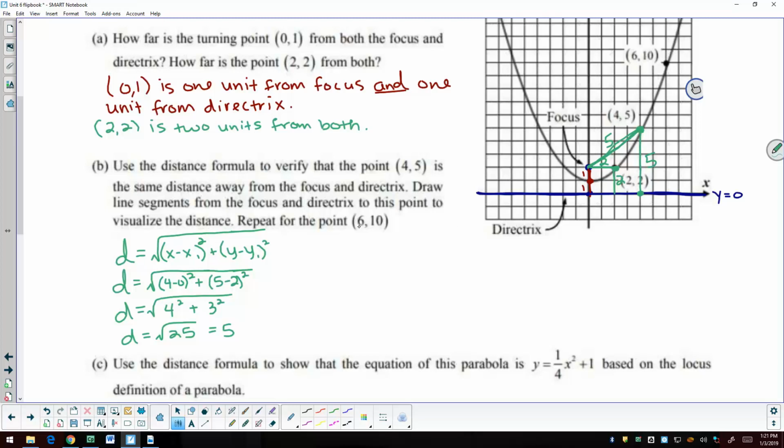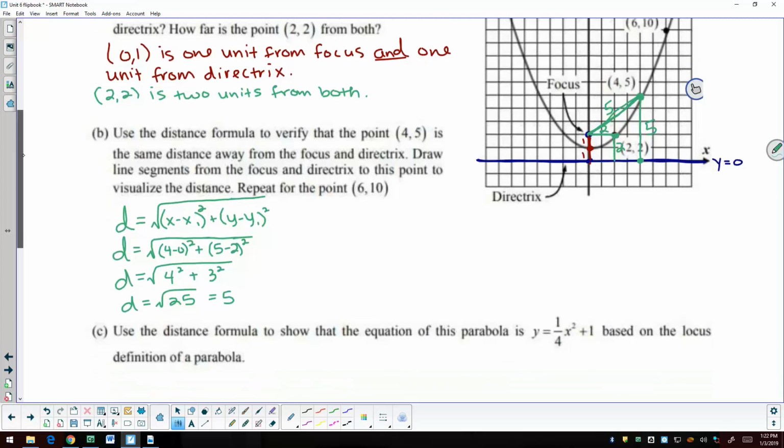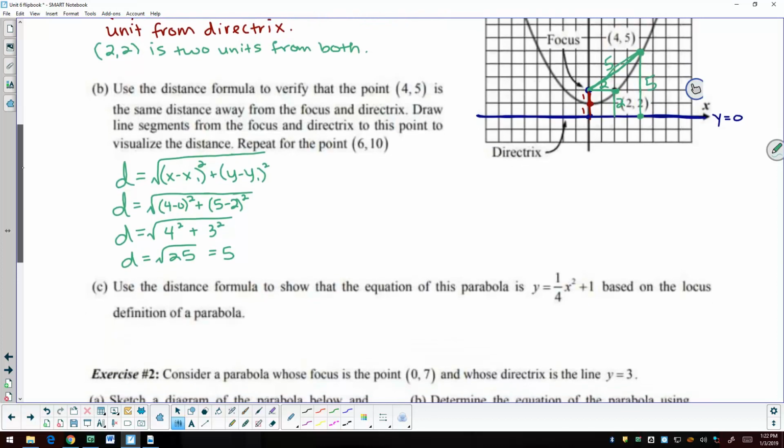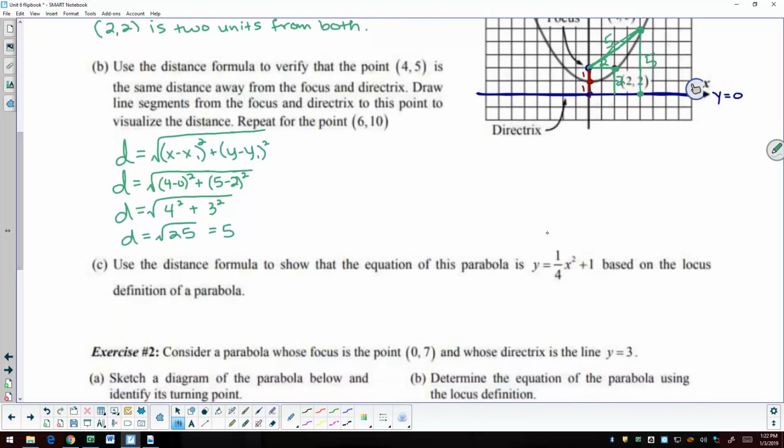You would then repeat the same thing for the point 6, 10, but let's just see, it's going to be 10 units away, so you're going to get 10 if you do the distance formula there. So now this is why you need to know this. In the future, they're not going to give you this equation. They are just going to give you the focus and the directrix, and you're going to have to come up with this equation, and you have to know how to do that.